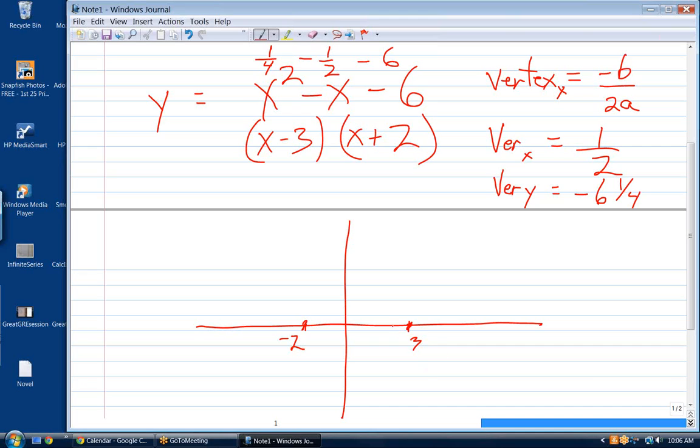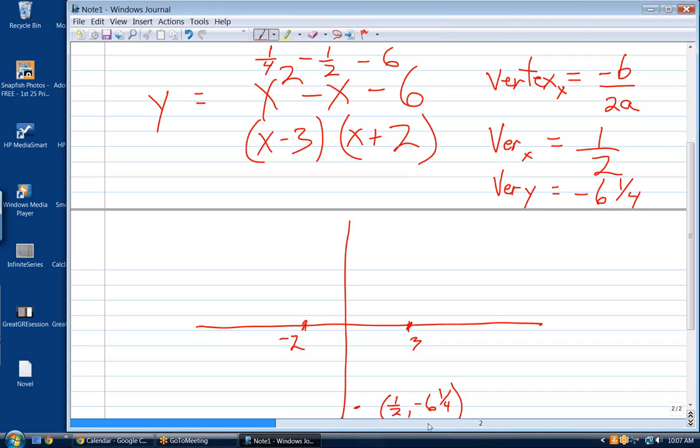So now we have our vertex, which is 1/2, comma, minus 6 and 1/4. I'll label that point. And now that's everything we need to graph that. Okay, that makes sense.